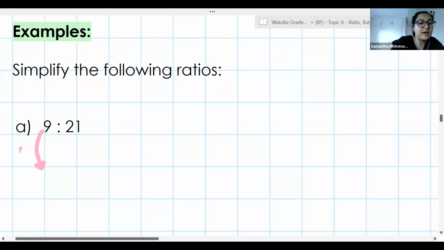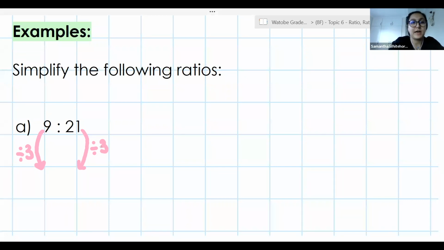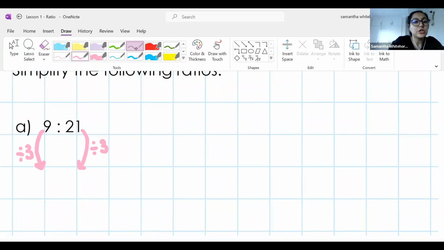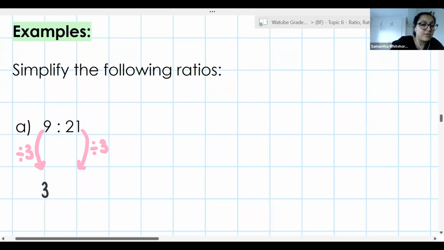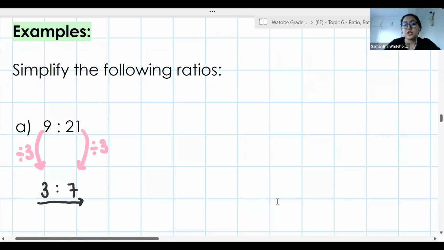So if I divide 9 by 3 and 21 by 3, we are able to simplify our ratio. So when I divide 9 by 3, I get 3. And when I divide 21 by 3, I get 7. Now I can't simplify that any further. So as someone had said there on the chat, our simplified ratio is 3 is to 7. Now, importantly, we've left it as a ratio because it told us to simplify the ratio.